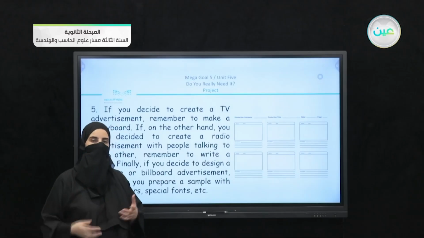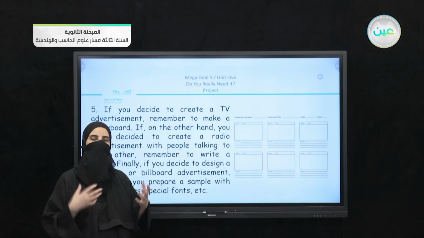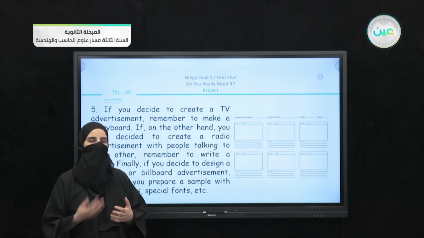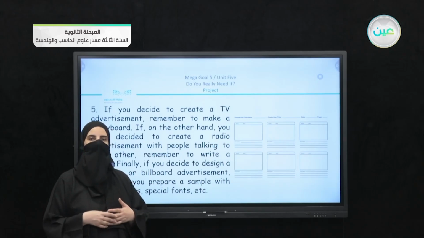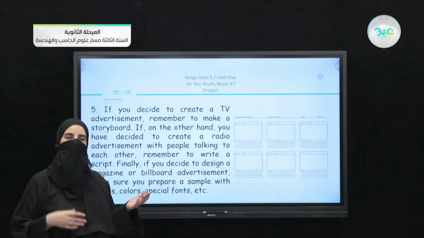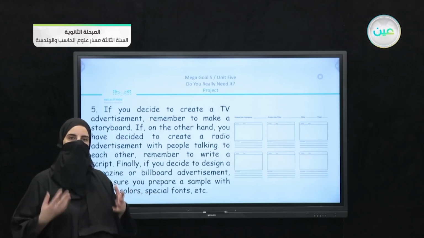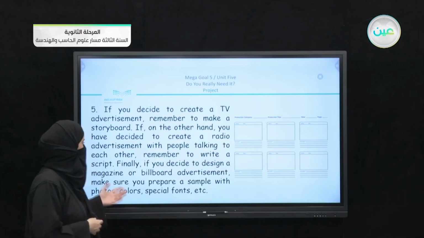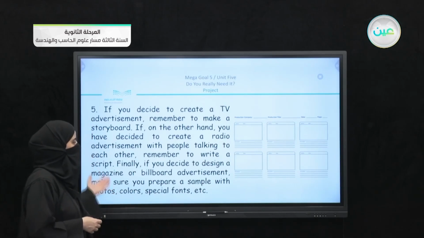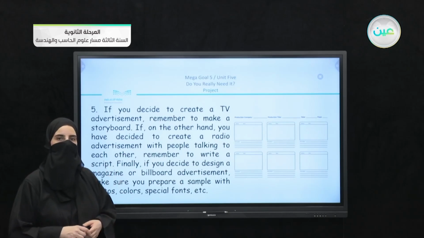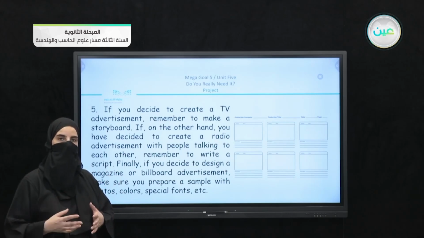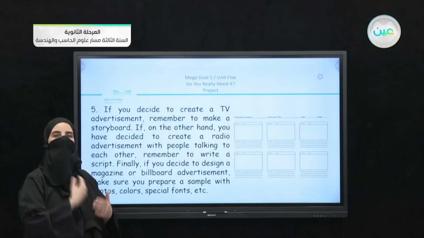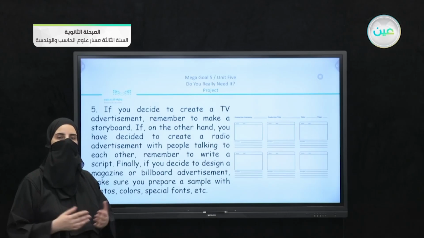It's like a conversation between the members that you are going to join in the advertisement here. Otherwise, if you're going to have something seen like a billboard or, for example, in a magazine, you can make sure that you have all the different elements that are needed. Now, there are mentioned here the sample of photos, colors, special fonts, and so on. So you have the freedom to choose any type of advertisement, and also the freedom to choose what kind of advertisement you are going to present.